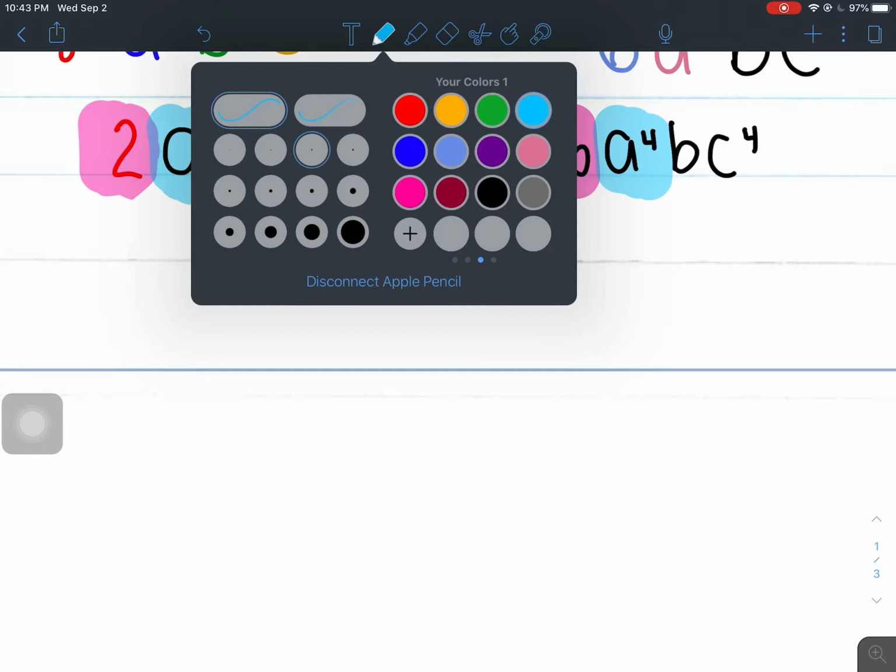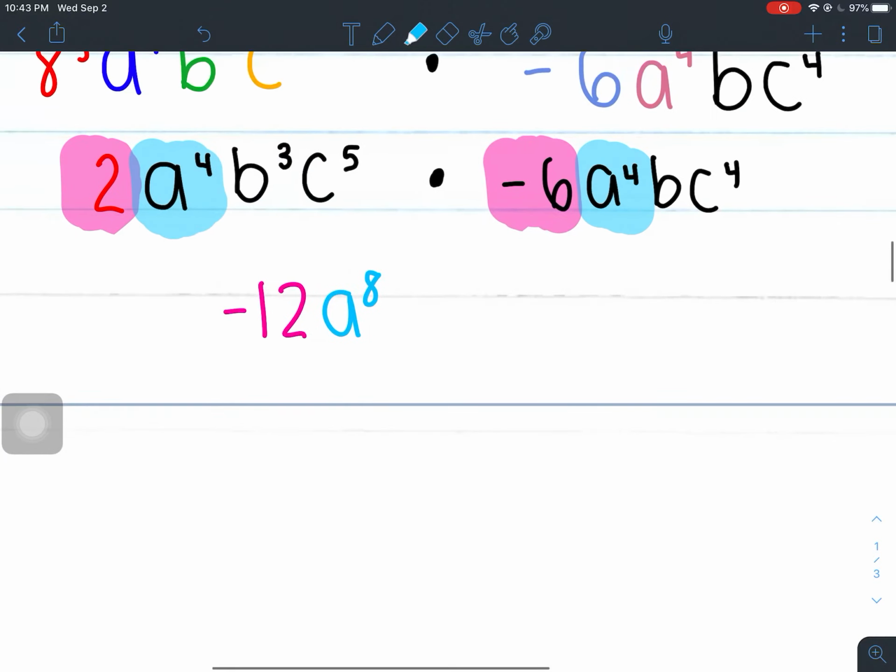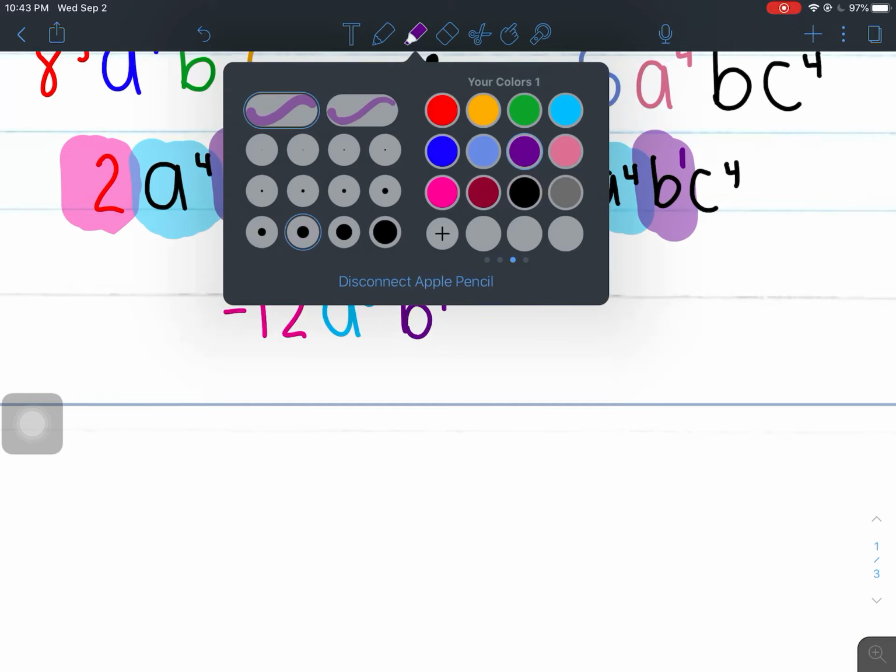So a to the 8th. Okay, the next base that I see in common are the b's. So b cubed and the b over here. Now again, if the exponent isn't written, it's a 1. So I have b to the third times b to the 1, which is going to make b to the fourth because I add those exponents together.